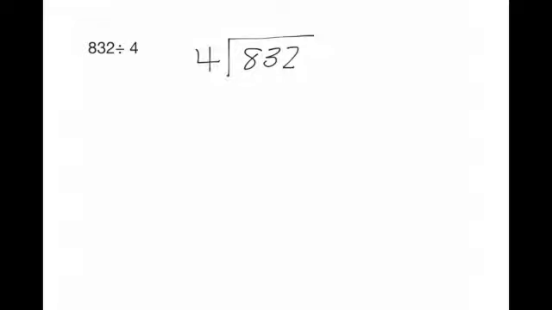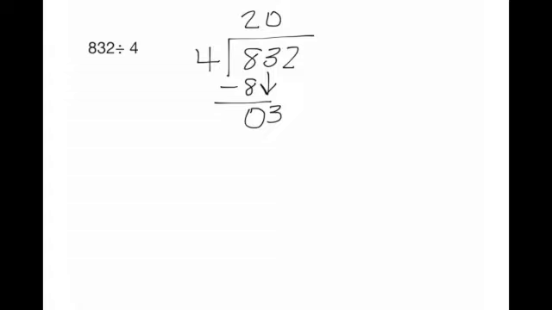So 4 goes into 8, 2 times exactly. 4 times 2, 8. 8 minus 8, 0. Let's bring down that 3. 4 goes into 3. It cannot. 3 is too small. So what do we do? We do a 0. 4 goes into 3, 0 times. We have to put a 0 here. If we don't put a 0, you're going to get it wrong. So let's put a 0.